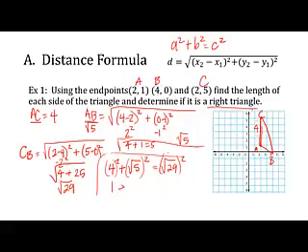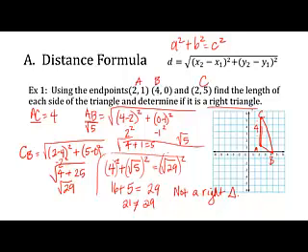4 squared is 16. Square root of 5 times square root of 5 is 5. What's the square root of 29 times square root of 29? It's 29. Well, 16 plus 5 is 21. Is it equal to 29? No. Not equal to 29, so this is not a right triangle. Okay? Not a right triangle.